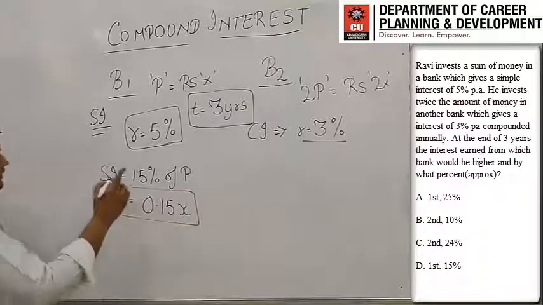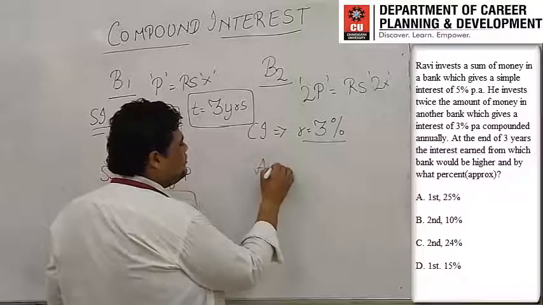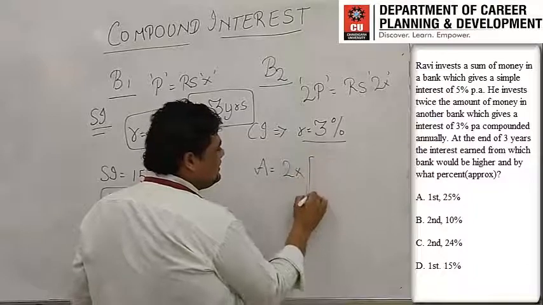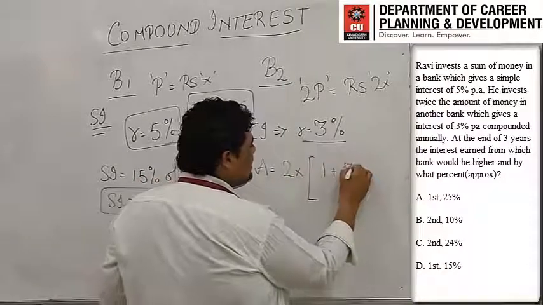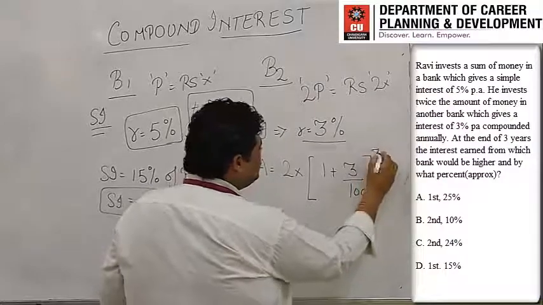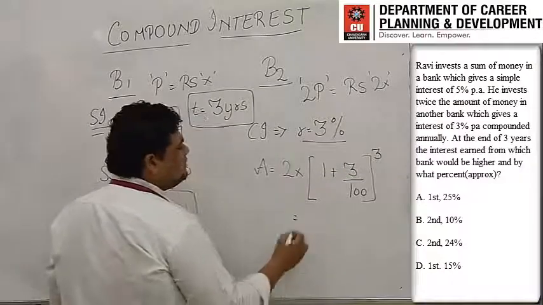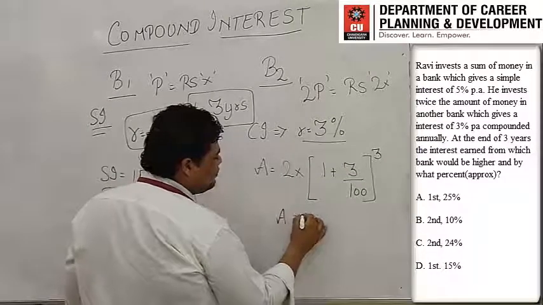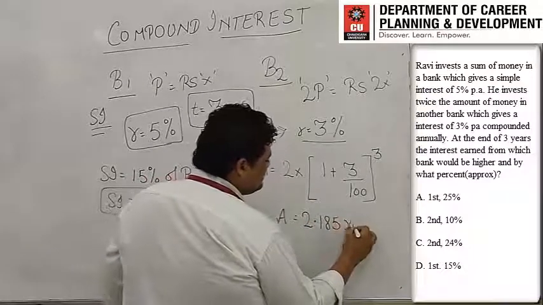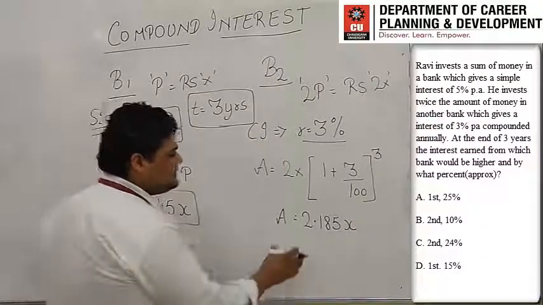Now let us calculate the compound interest. In compound interest, you always find the amount. Amount will be principal, that is 2x, multiplied by 1 plus r upon 100 raised to the power time, that is 3 years, and rate is also 3. If you solve this, the value of amount will come out to be 2.185x rupees, which is the amount.